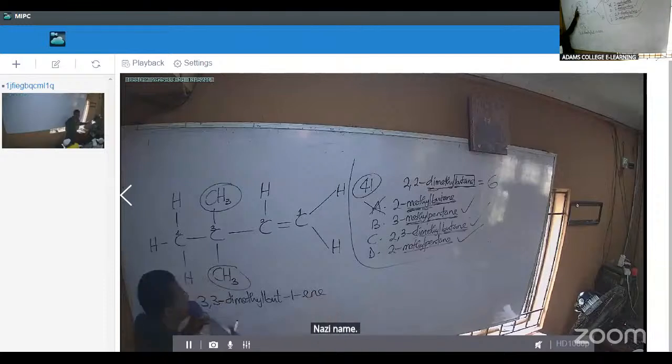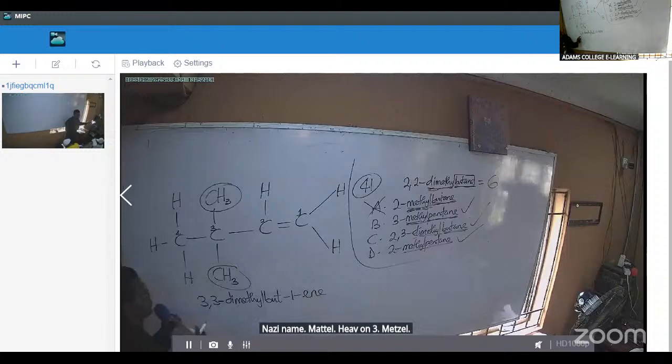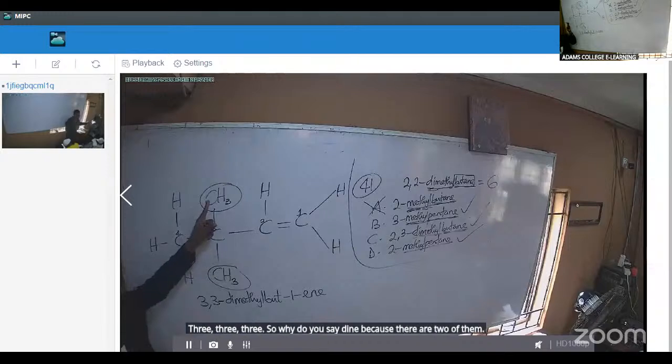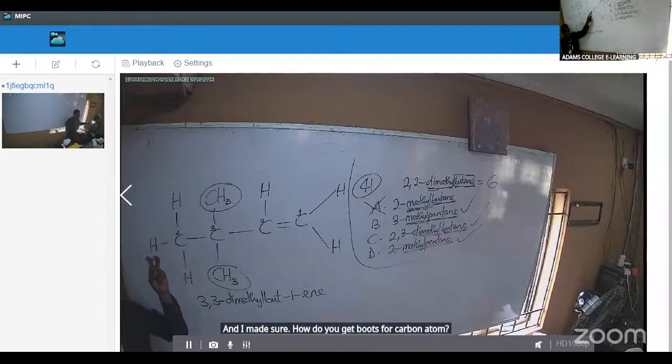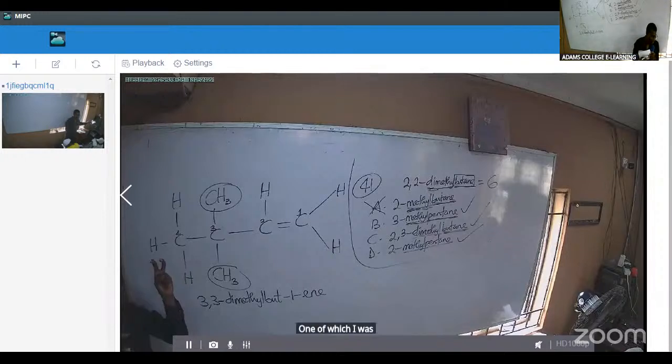Methyl, carbon 3. Methyl, carbon 3. So why do you say di? Because there are 2 of them, and they are methyl. How do you get but? 4 carbon atoms. What of the one? Double bond after carbon 1. When your teacher is going to teach you naming of organic compounds, he would emphasize more.